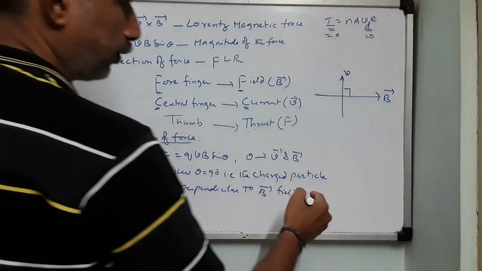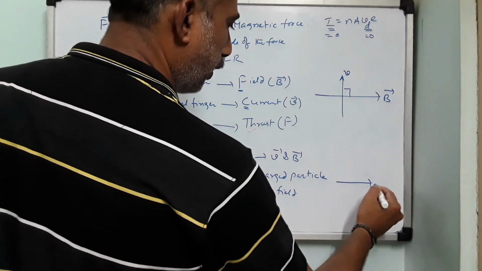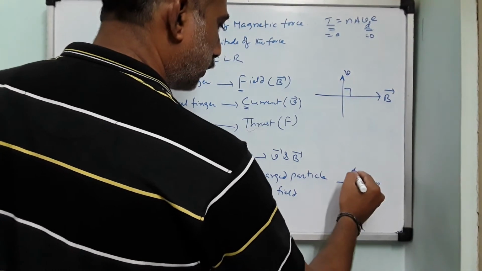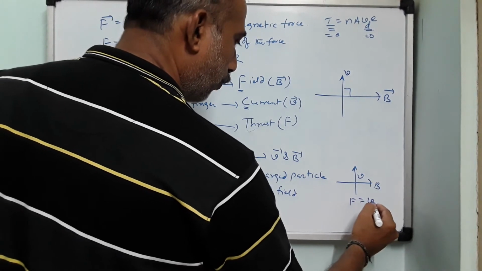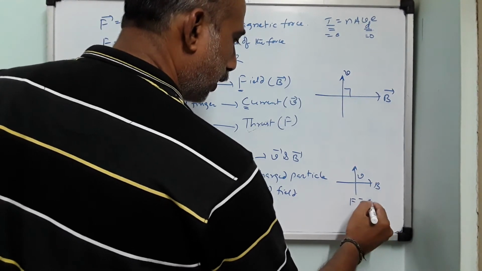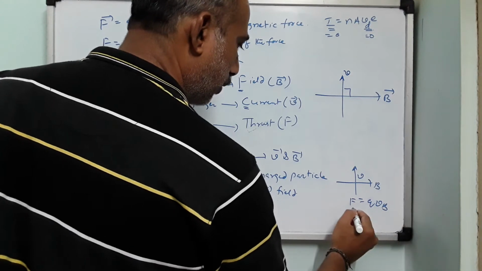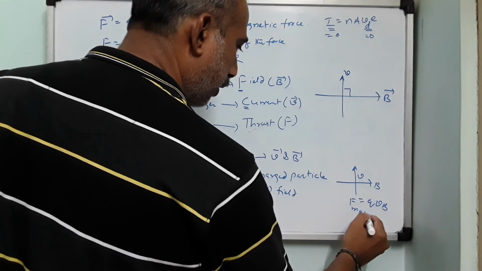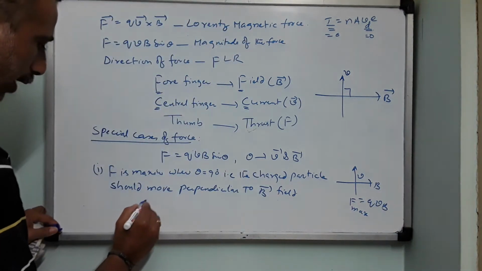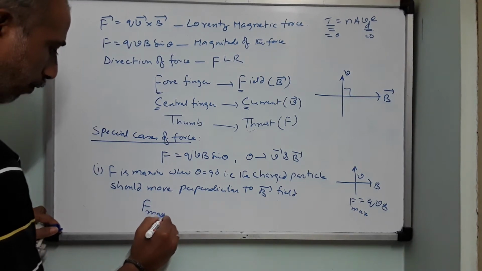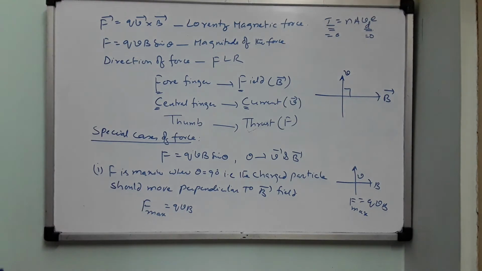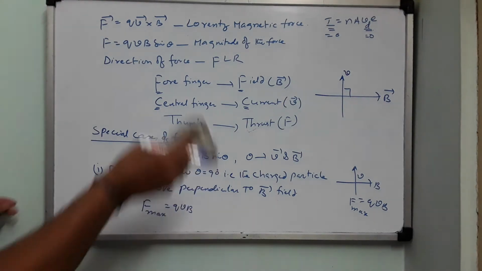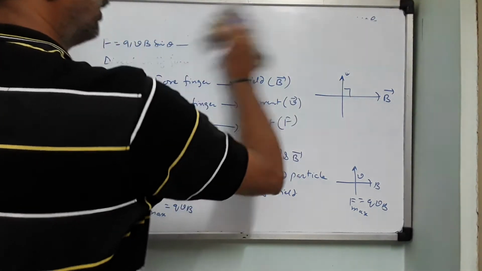So this diagram you can draw here. This is the direction of the field, and the direction of velocity. So F is maximum, F equals QVB. I give a subscript here, max. So F max equals Q into V into B. Okay, right.